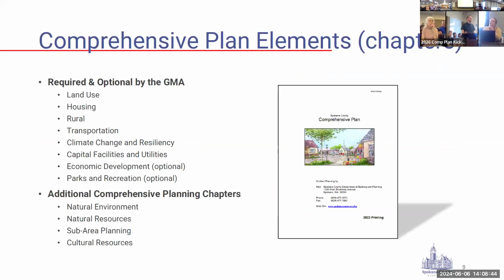We refer to them a lot as elements, as that's how they're written down in the RCW, but you might better know them as chapters. A few of those are land use, housing, rural, transportation, climate change and resiliency, capital facilities and utilities, economic development, and parks and recreation, those last two being optional, but they are included in our county comprehensive plan. Then the additional chapters would be natural environment, natural resources, sub-area planning, and cultural resources.